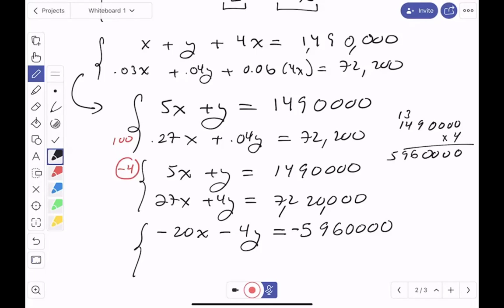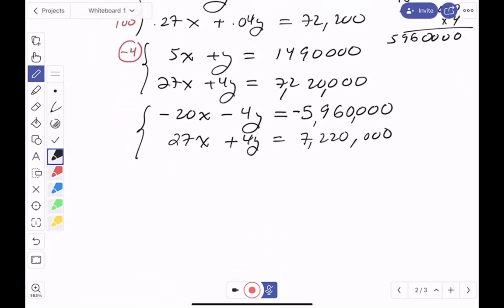All right. 27x plus 4y. I'll put my commas in over here, okay? 220,000. Whoa, this is a lot of work, isn't it? 7x equals, and let's see what we got here. I'm going to write it down for you.